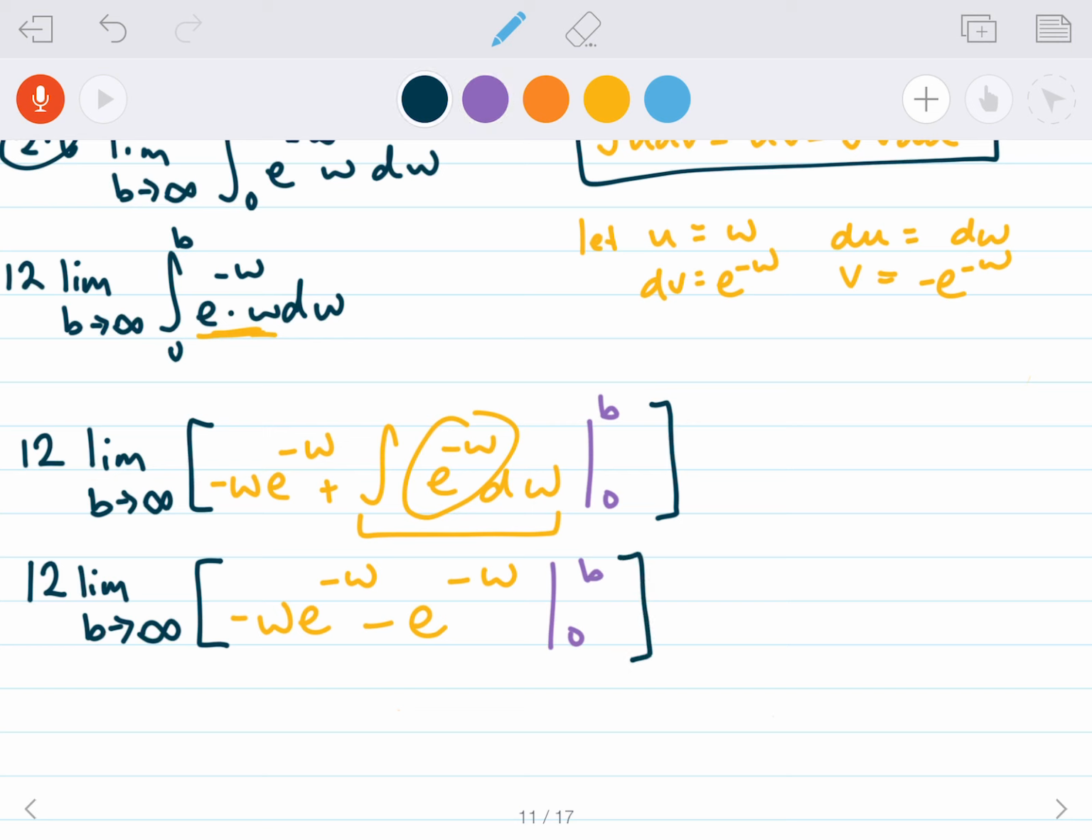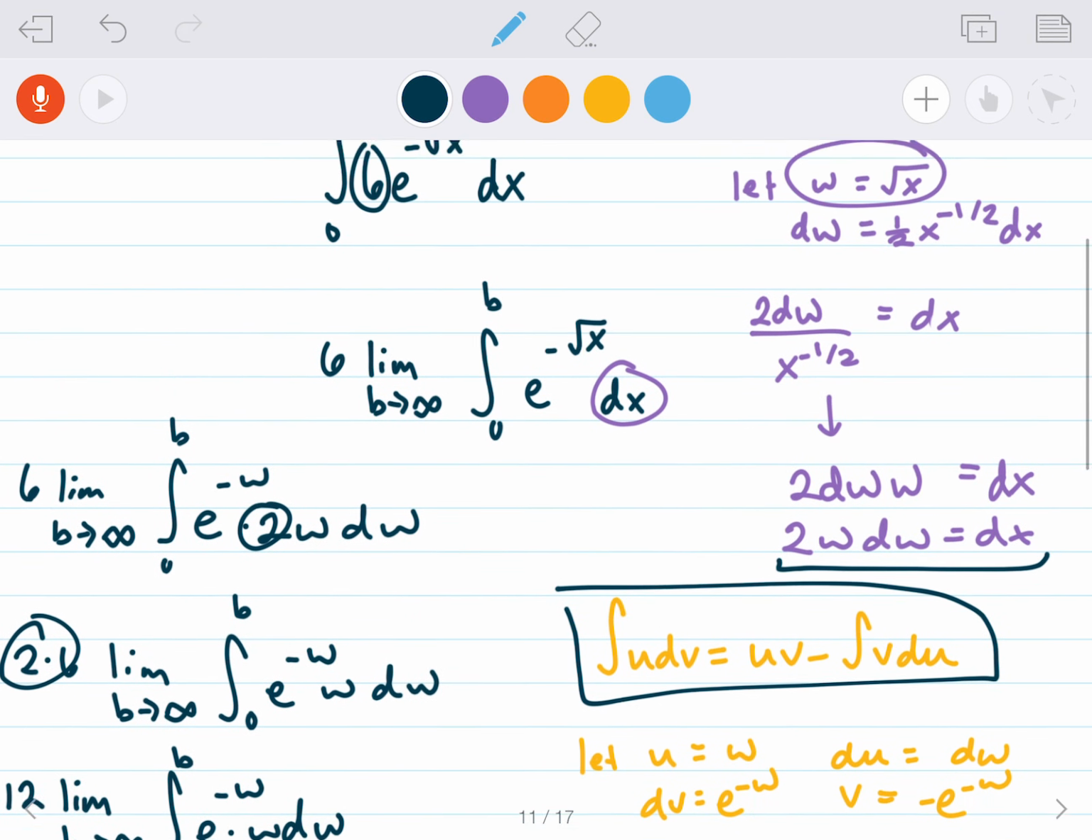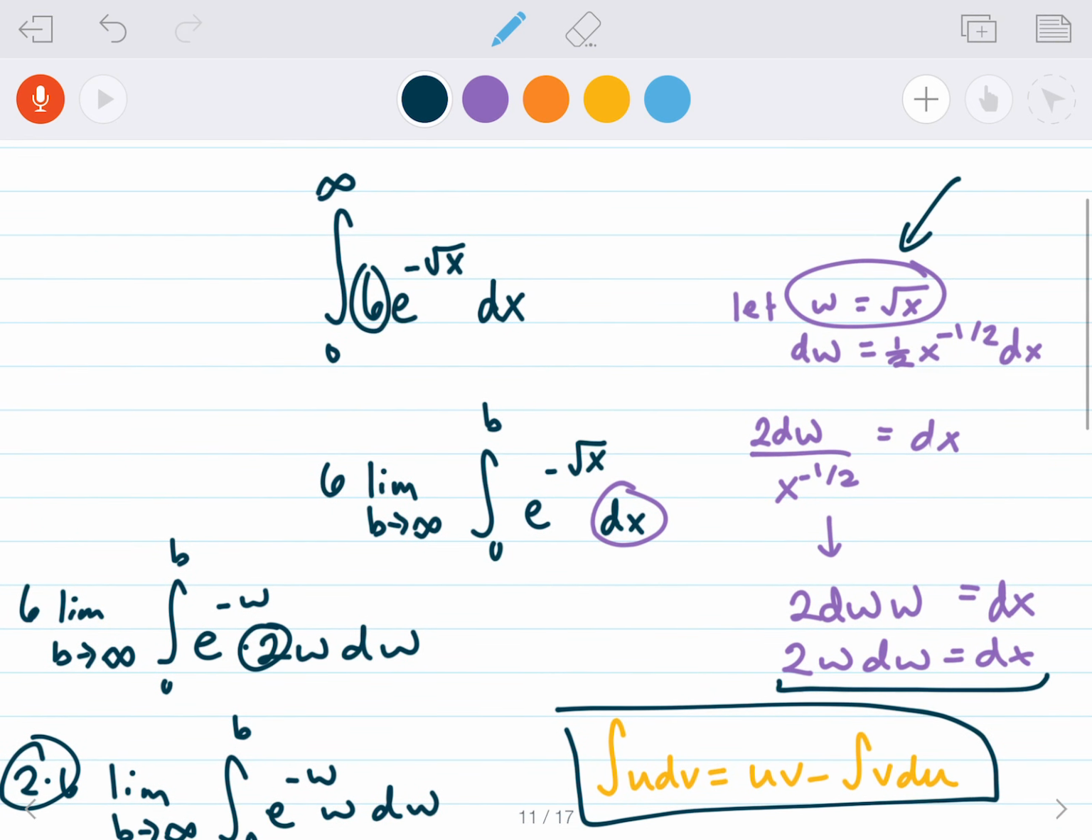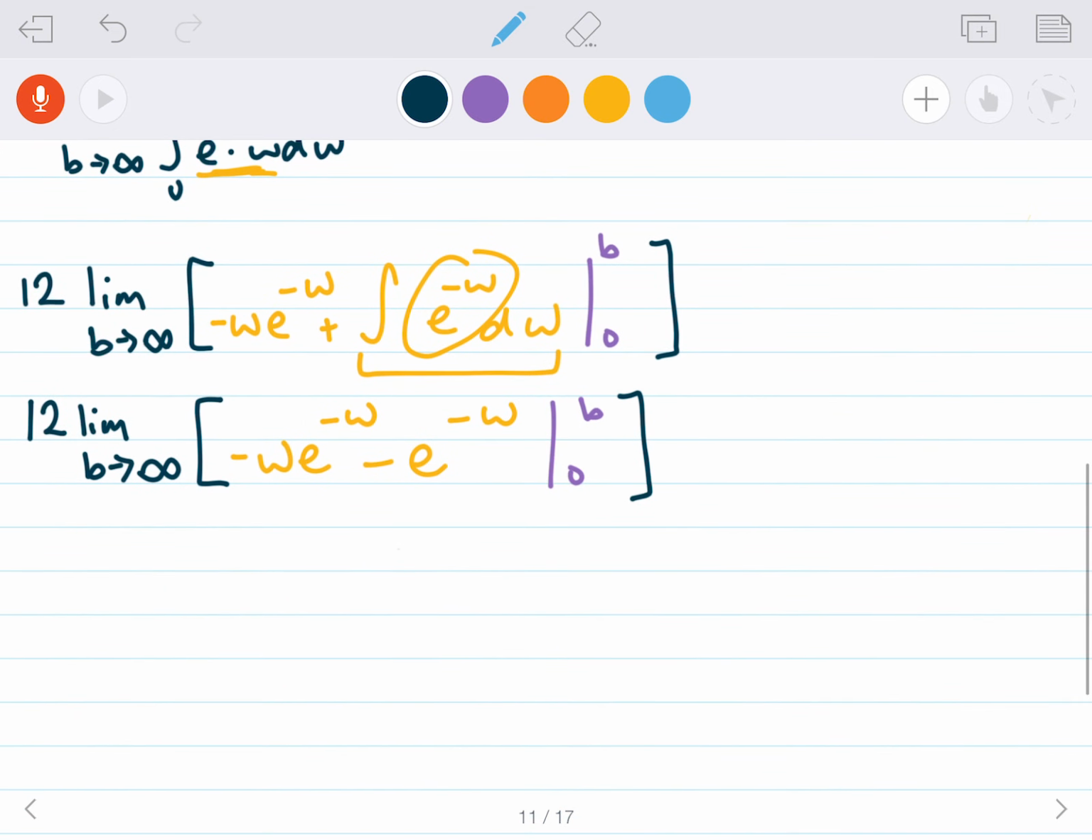I'm going to plug in what w was when I made my substitution. Remember above, what we first did: w equals the square root of x. Let's write that down here.